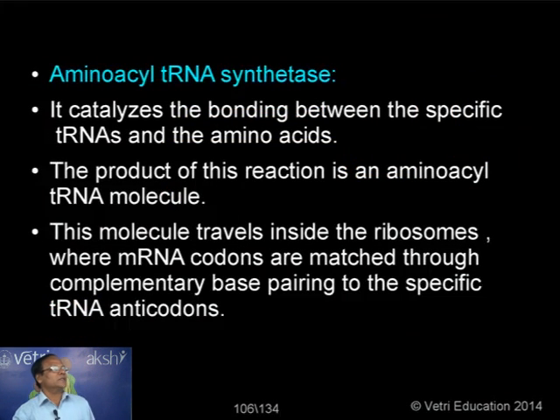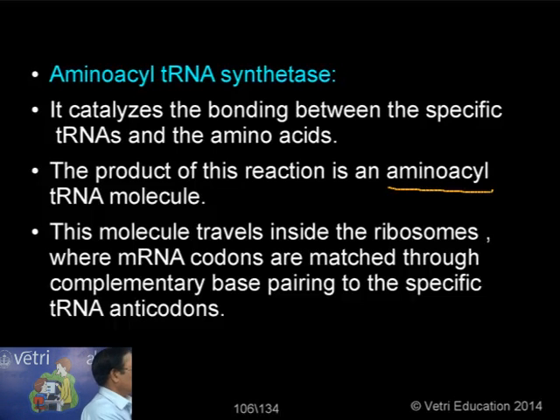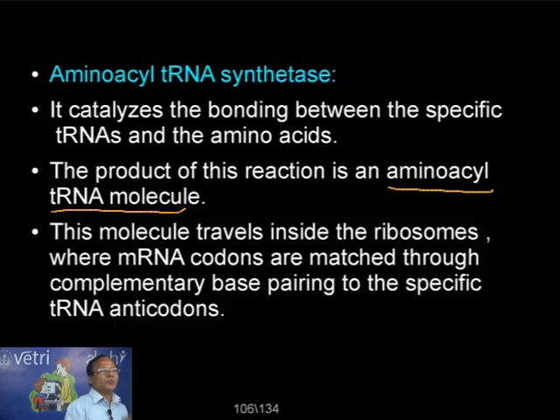Now, aminoacyl tRNA synthetase, as I mentioned already, is responsible for the activation of the amino acid. It catalyzes the bonding between the specific tRNA and the amino acid. That is the main function of aminoacyl tRNA synthetase. Once the amino acid is linked to the tRNA, the product formed is called an aminoacyl tRNA molecule. It is a common name for any tRNA with an amino acid. If it is glycine, it's called glycyl tRNA. Based on the nature of the amino acid, it is named alanine tRNA, arginine tRNA, but it is a common name.